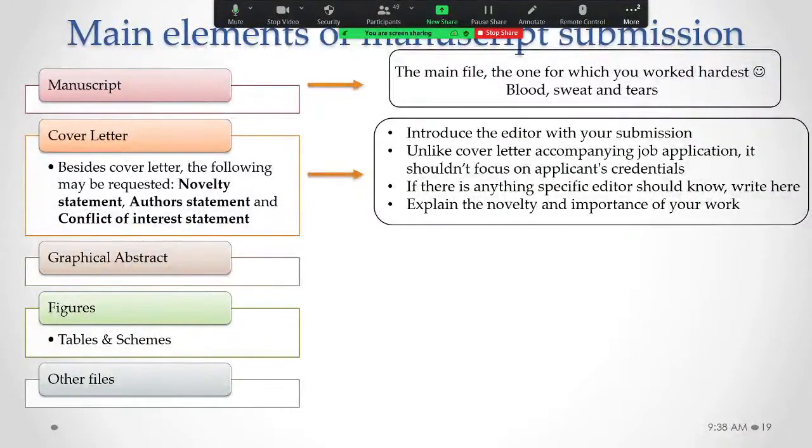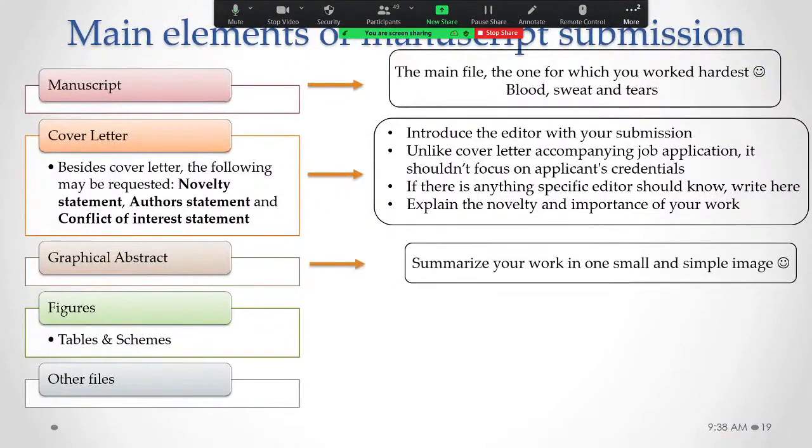The author statement can also contain information on which elements of the manuscript have been written by which author, and there is also a conflict of interest statement in which you state that you are not in a conflicted state in any case with respect to the submission of that manuscript.